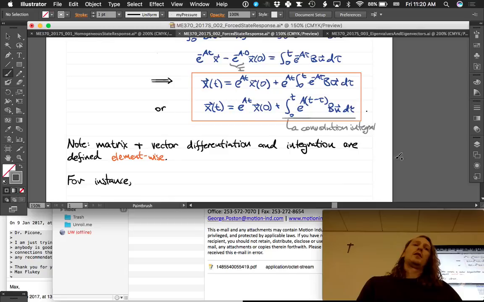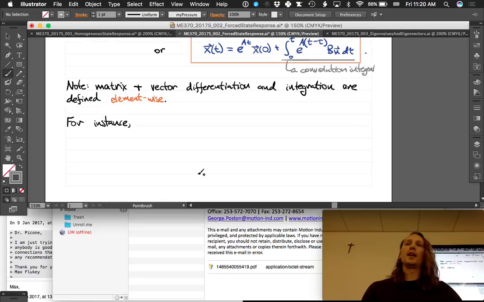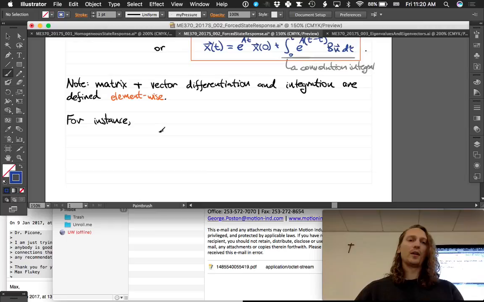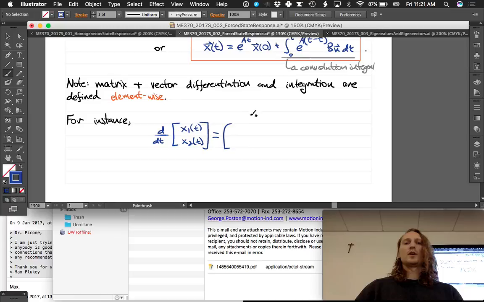Now, note, matrix and vector differentiation and integration are defined element-wise. So for instance, we talked about this before, but I wanted to make sure that I drove it home. d/dt of a vector, say x1 and x2, say they're both functions of time. When I say this vector, what I really mean is this is a vector-valued function of time, right? Take the time derivative of a vector-valued function of time, you just take the time derivative of each element. So dx1/dt, dx2/dt. So just what you would hope is the definition.